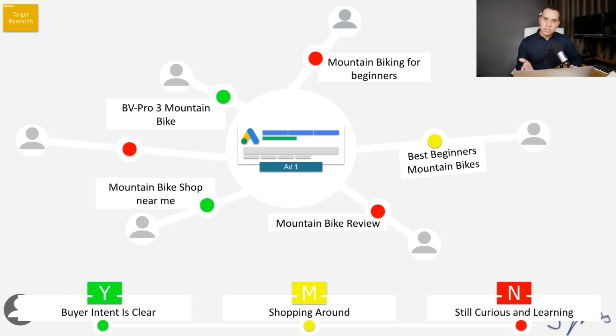So as an example, let's go through someone who's trying to find a mountain bike, right? So red means no and green means go, right? So our green ones would be something like BV Pro 3 mountain bike, or mountain bike shop near me. So that's someone who we know is trying to buy something. Whereas mountain biking for beginners or best beginners mountain bikes, they're still shopping around. They're still trying to figure things out.